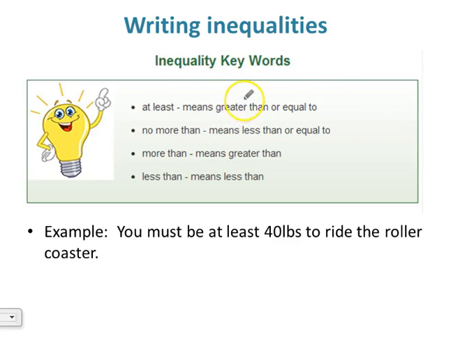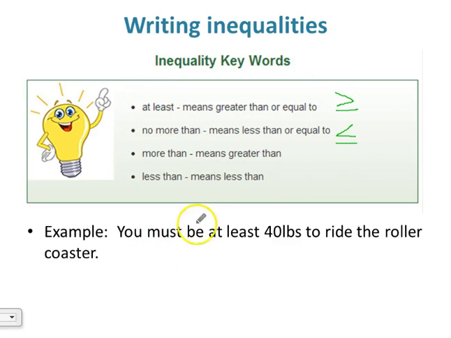So, some keywords and what inequalities we use with those keywords. This is a great chart for you to jot down if you need a reminder about these. So when you're reading through a problem and you see at least, this is going to mean greater than or equal to. When you see no more than, it's going to mean less than or equal to. And then more than or less than is pretty straightforward. But these two I wanted to remind everybody about, at least and no more than, and which signs we use for them.